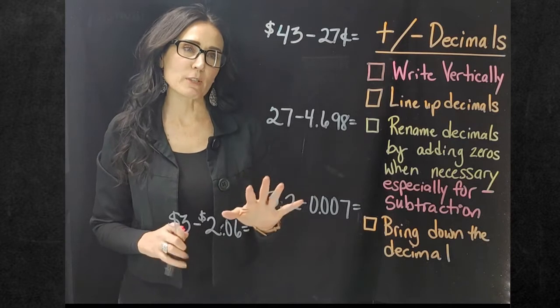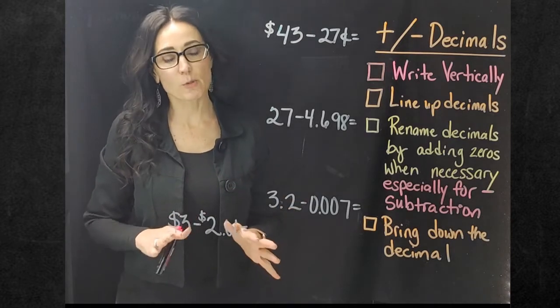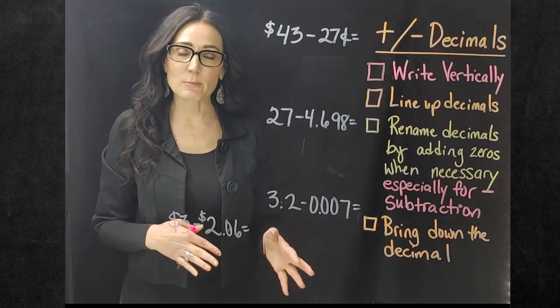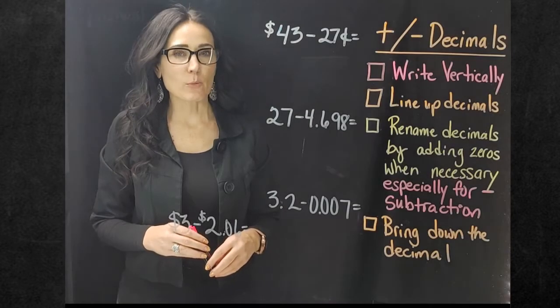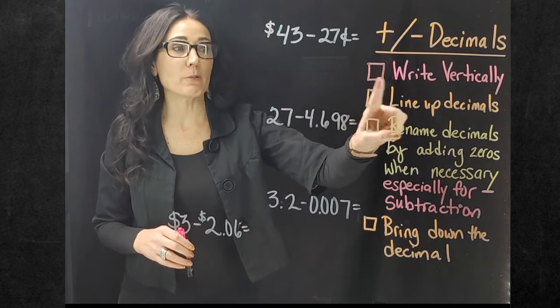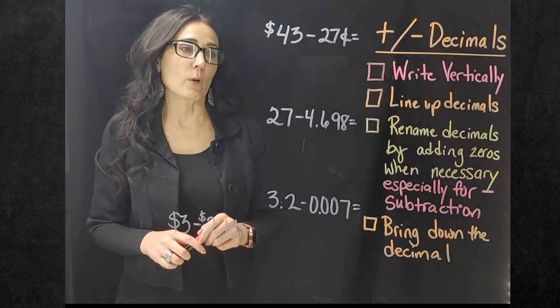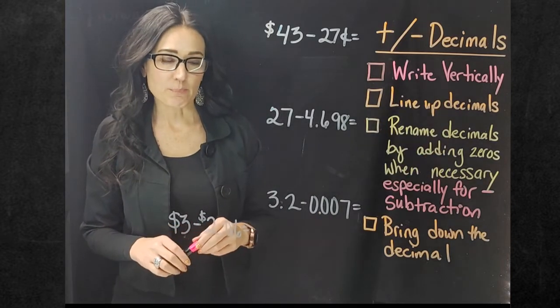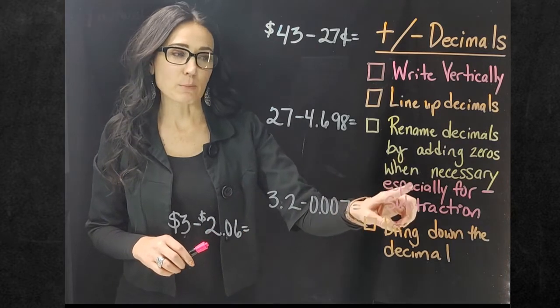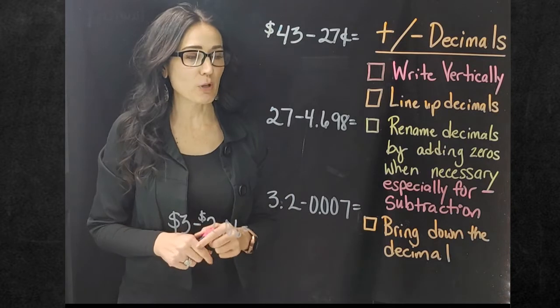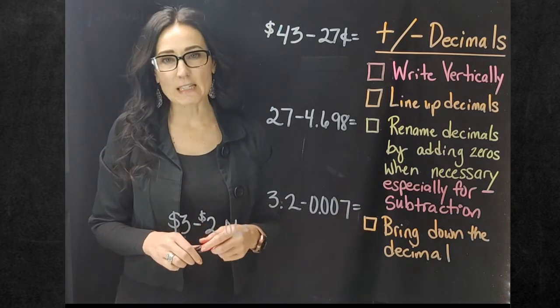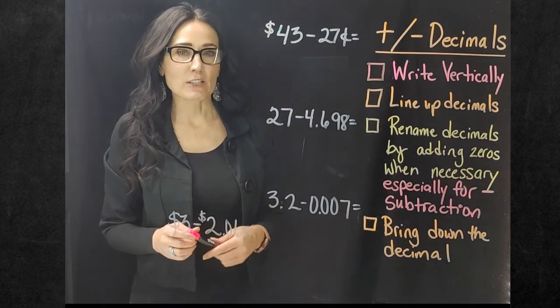All right, so this video is going to be a mixed practice of subtracting whole numbers and decimals, and some decimals and decimals. A couple of things we're going to make sure we do: we are going to be writing these vertically, lining up our decimals, renaming decimals by adding zeros when necessary, which will be necessary especially with subtraction, and bringing down the decimal. So let's go ahead and get started.